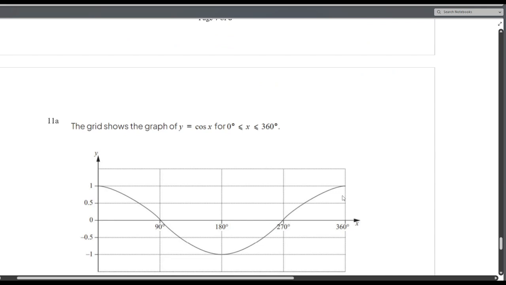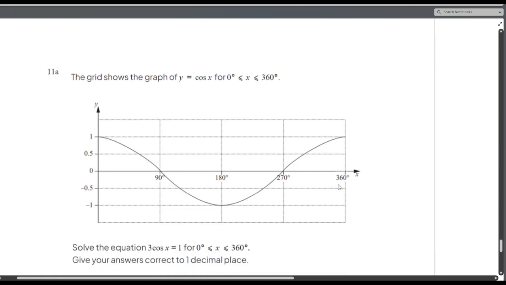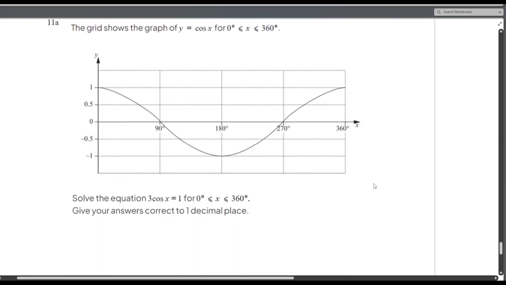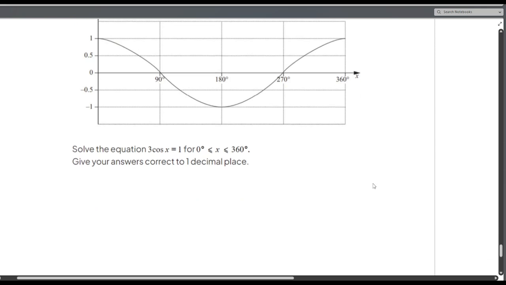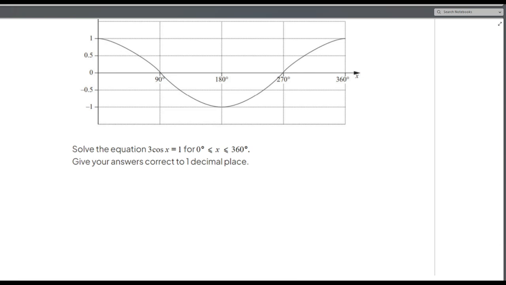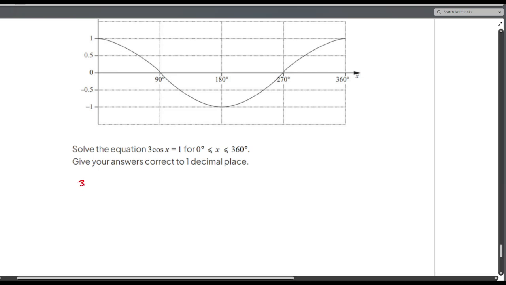Now let us see this question number 11. The grid shows the graph of y equals cos x. Solve the equation 3 cos x equals 1. Okay, so 3 times cos x is equal to 1. So it gives you cos x is equal to 1 divided by 3. So your x will be cos inverse of 1 by 3.